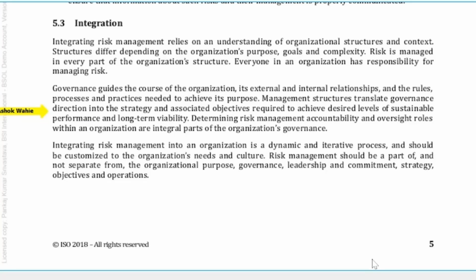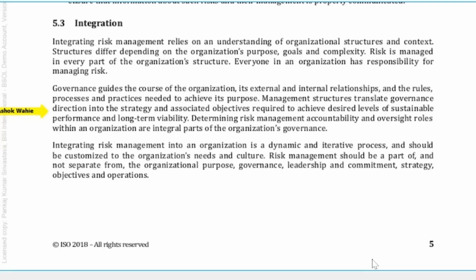What is their relationship internally? What is the relationship with their clients, customers, competitors, government, legal bodies, regulatory bodies, and what are the practices? What are the best practices from various functions? Now, these policies, direction, processes, and rules are governed or directed and come from the governance.